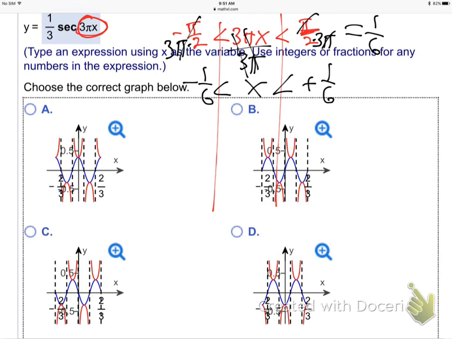That makes sense? Everybody see that? That'll be easier. So when you divide, that means put it in the denominator. Just put the 3 pi in the denominator. So it goes between negative 1/6 and positive 1/6. So for the first two vertical asymptotes. So which two do that?